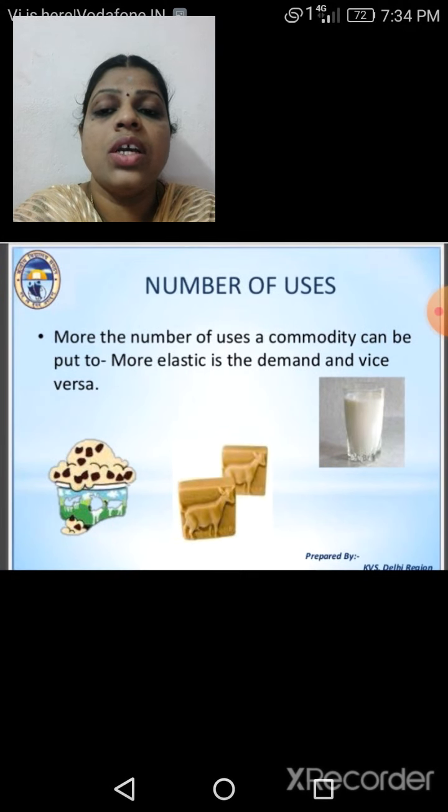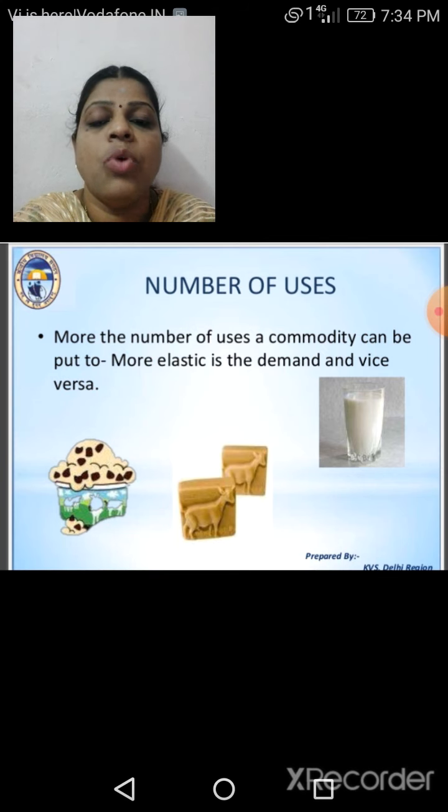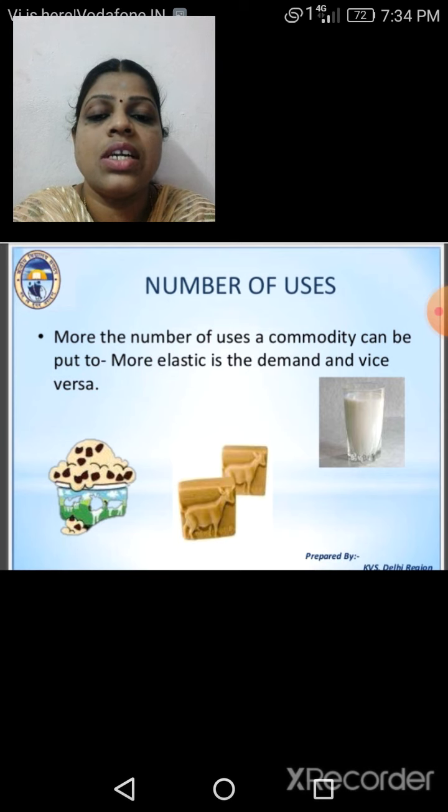Third one is the number of uses. The more the number of uses a commodity can be put to, the more elastic is the demand, and vice versa. That is, if a commodity serves more and more purposes, that commodity's elasticity is more. We can see that the more the number of uses a commodity can be put to, the more elastic is the demand, and vice versa.